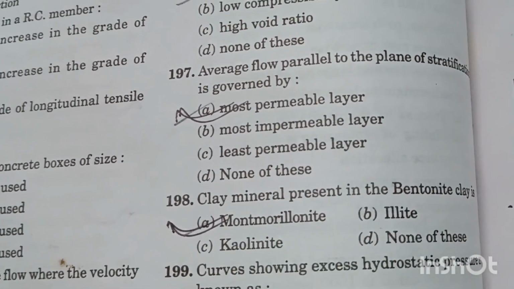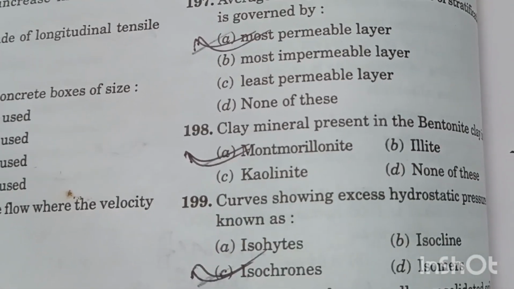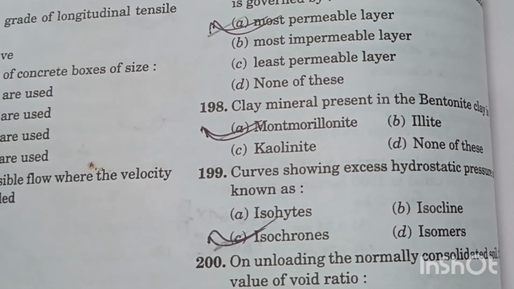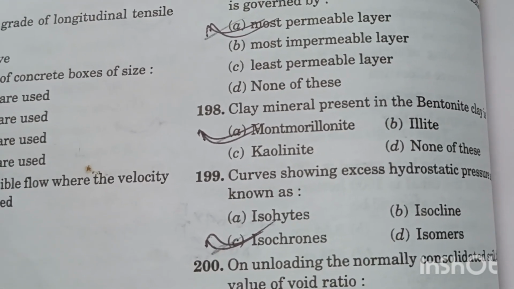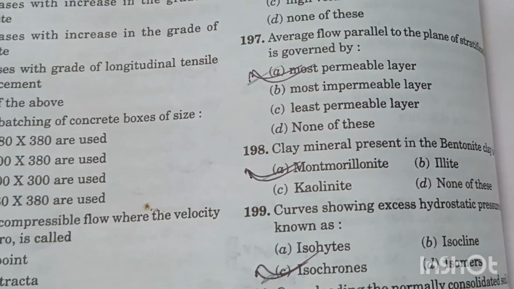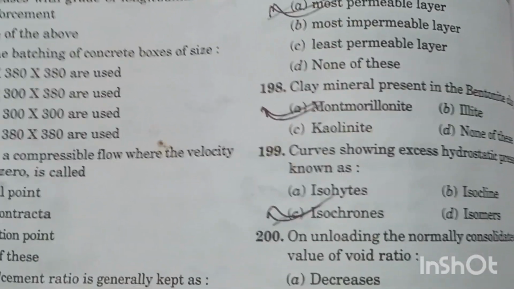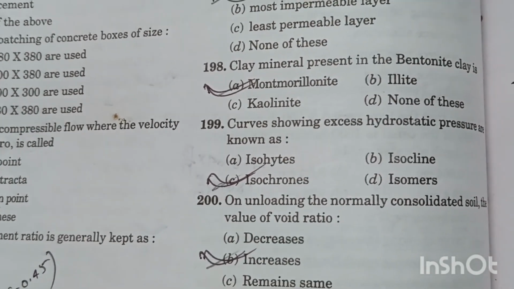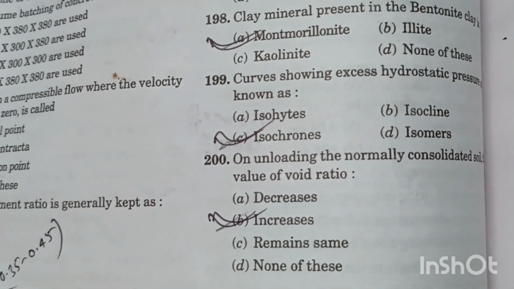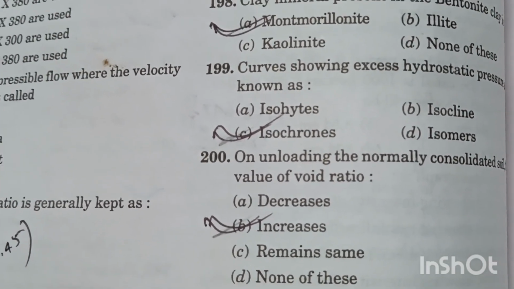Question number 198. The clay mineral present in bentonite clay is montmorillonite. Option A is the right answer. Question number 199. The curve showing excess hydrostatic pressure is known as isochrones. Isohyets are the lines joining points of equal precipitation, isoclines are lines joining equal gradient, and isomers are molecules that have the same molecular formula but a different arrangement of atoms in space. Question number 200. On unloading the normally consolidated soil, the void ratio increases. Option B is the right answer, because on unloading the soil swells, so the void ratio will increase.